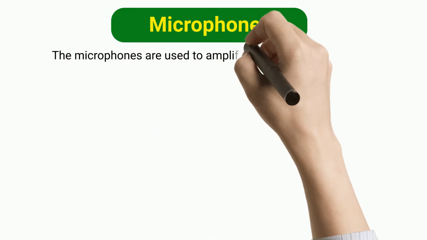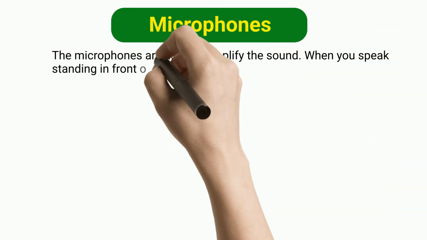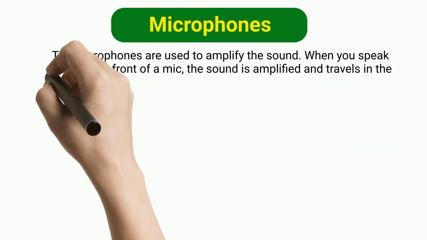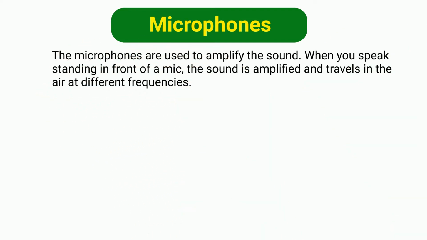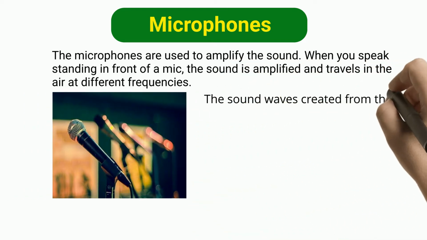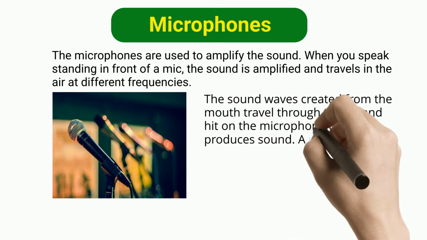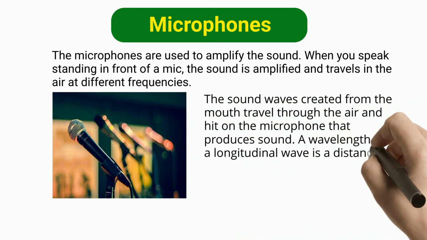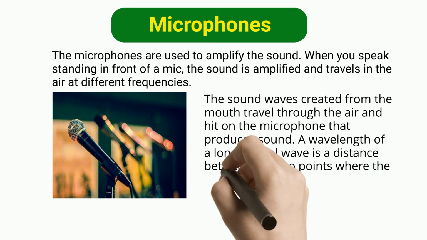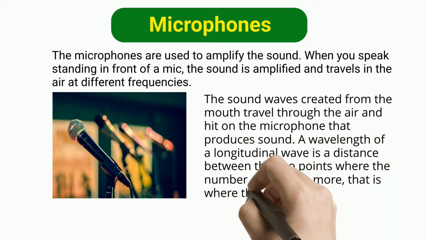Microphones. Microphones are used to amplify the sound. When you speak standing in front of a mic, the sound is amplified and travels in the air at different frequencies. The sound waves created from the mouth travel through the air and hit the microphone, which produces sound. The wavelength of a longitudinal wave is the distance between two points where the number of waves is more, that is, where the wave is compressed.